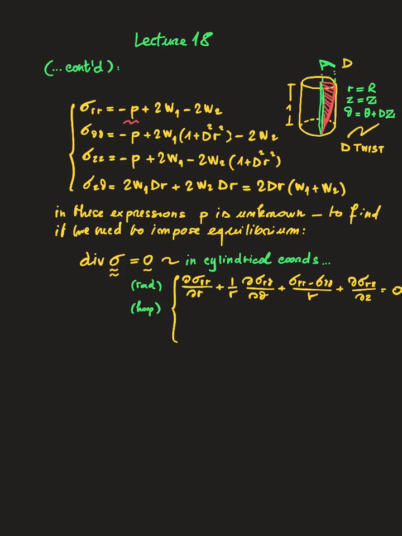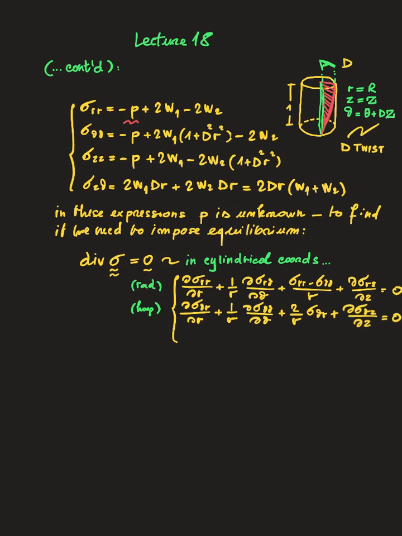And this expression of the equilibrium equation reads as follows: the derivative of sigma theta r relative to r, plus 1 over r the derivative of sigma theta with respect to theta, plus 2 over r sigma theta r, plus the derivative of sigma theta z relative to z, equal to 0. So this is the second equation.